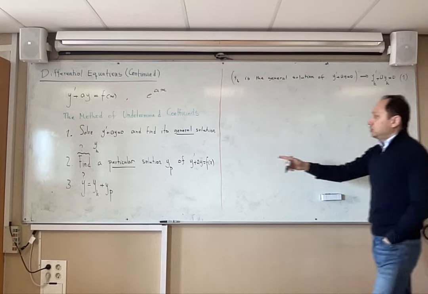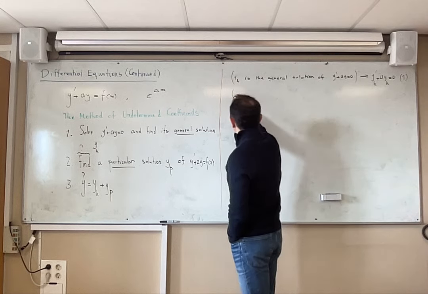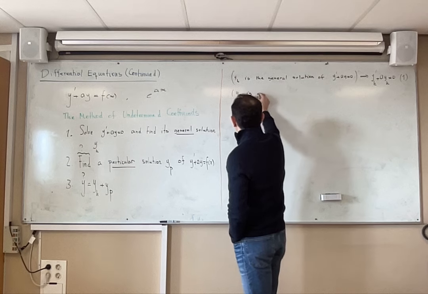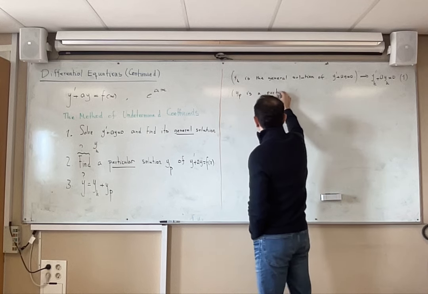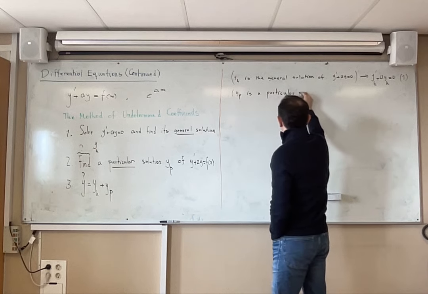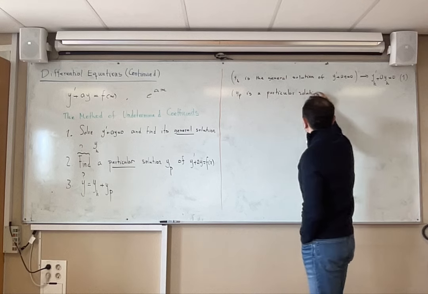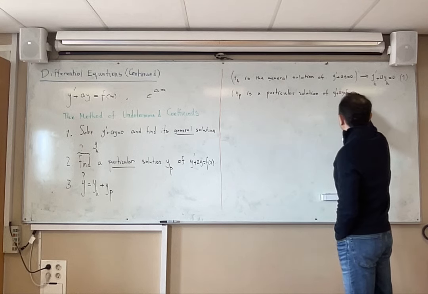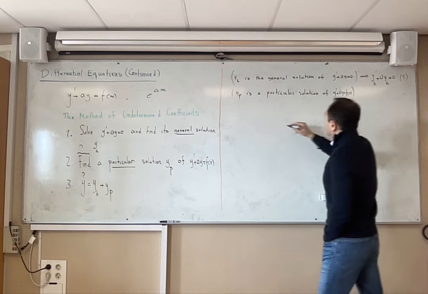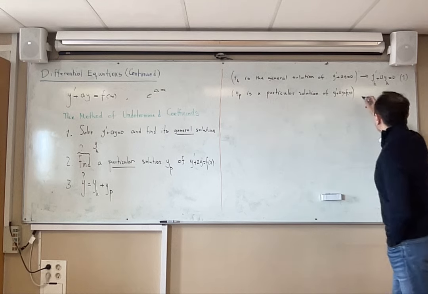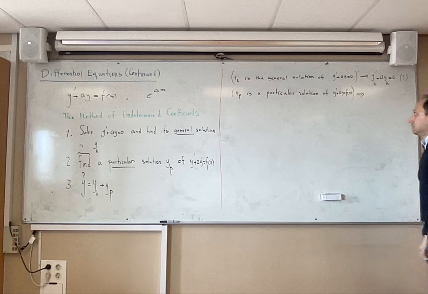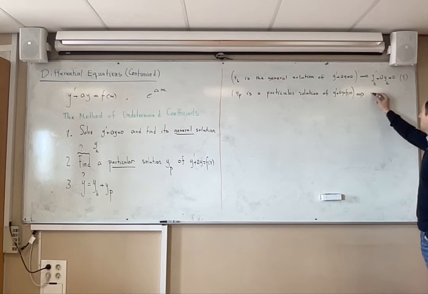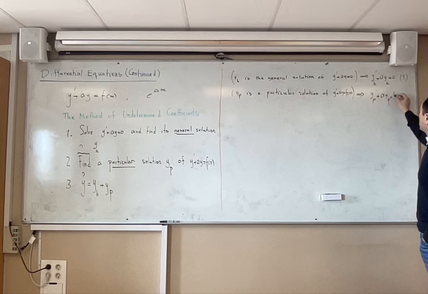And then I know that according to this part, yp is a particular solution of y prime plus ay equals f of x. Okay, from this sentence, what can I conclude mathematically? yp prime plus a yp is equal to what? f of x. Let me call it number 2.